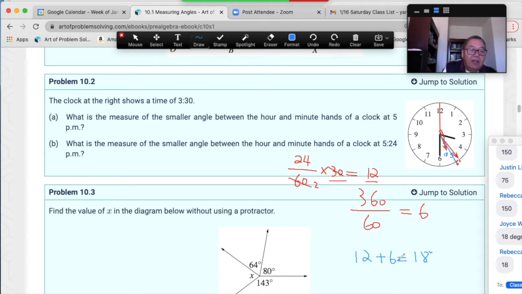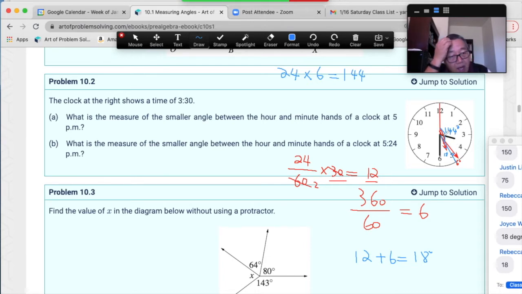Okay. Then another way, as I said, you can calculate the minute hand. When it moves to here, the angle it forms with 12 o'clock will equal 24 times 6, which gives you 144 degrees. So that means this angle will equal 144 degrees.